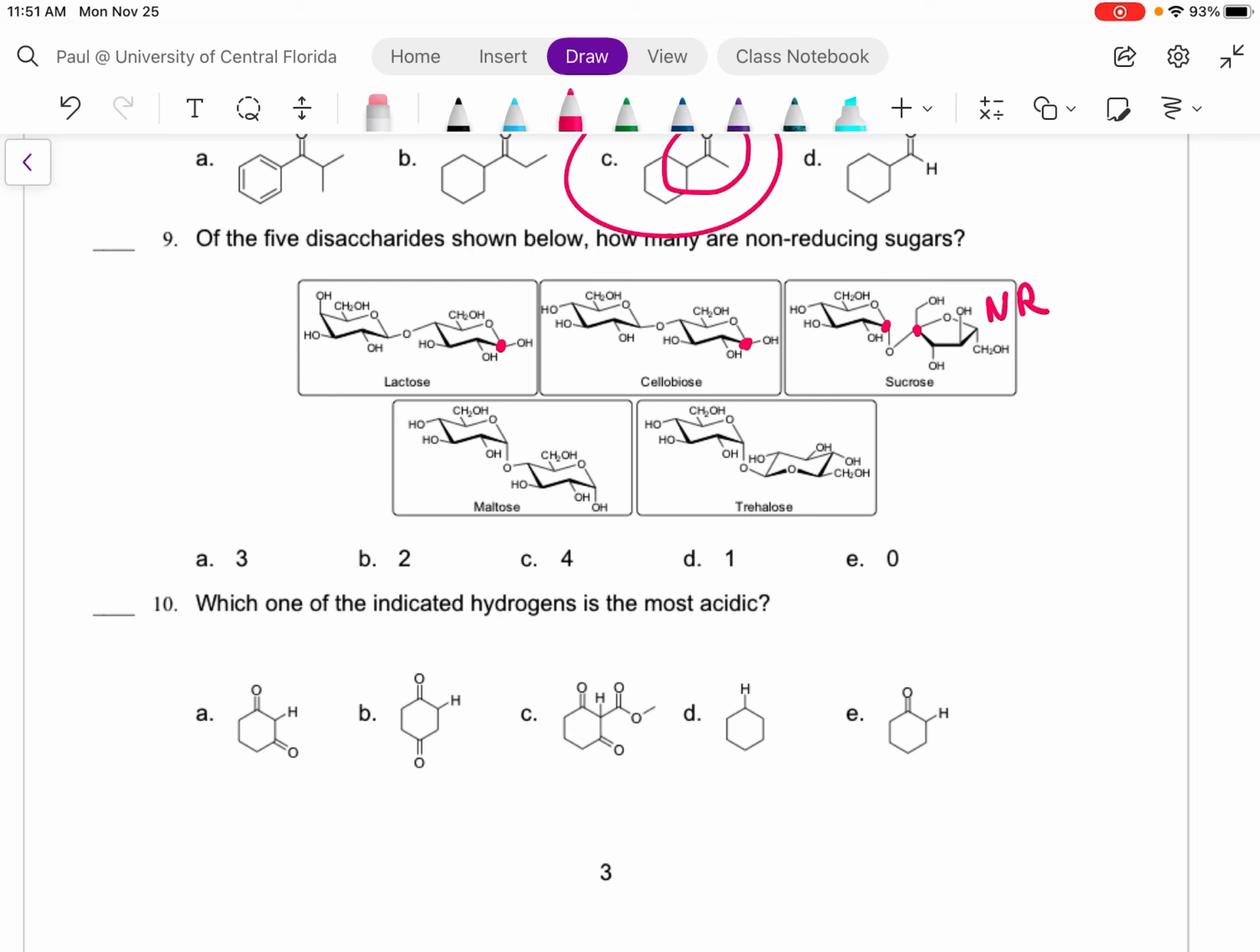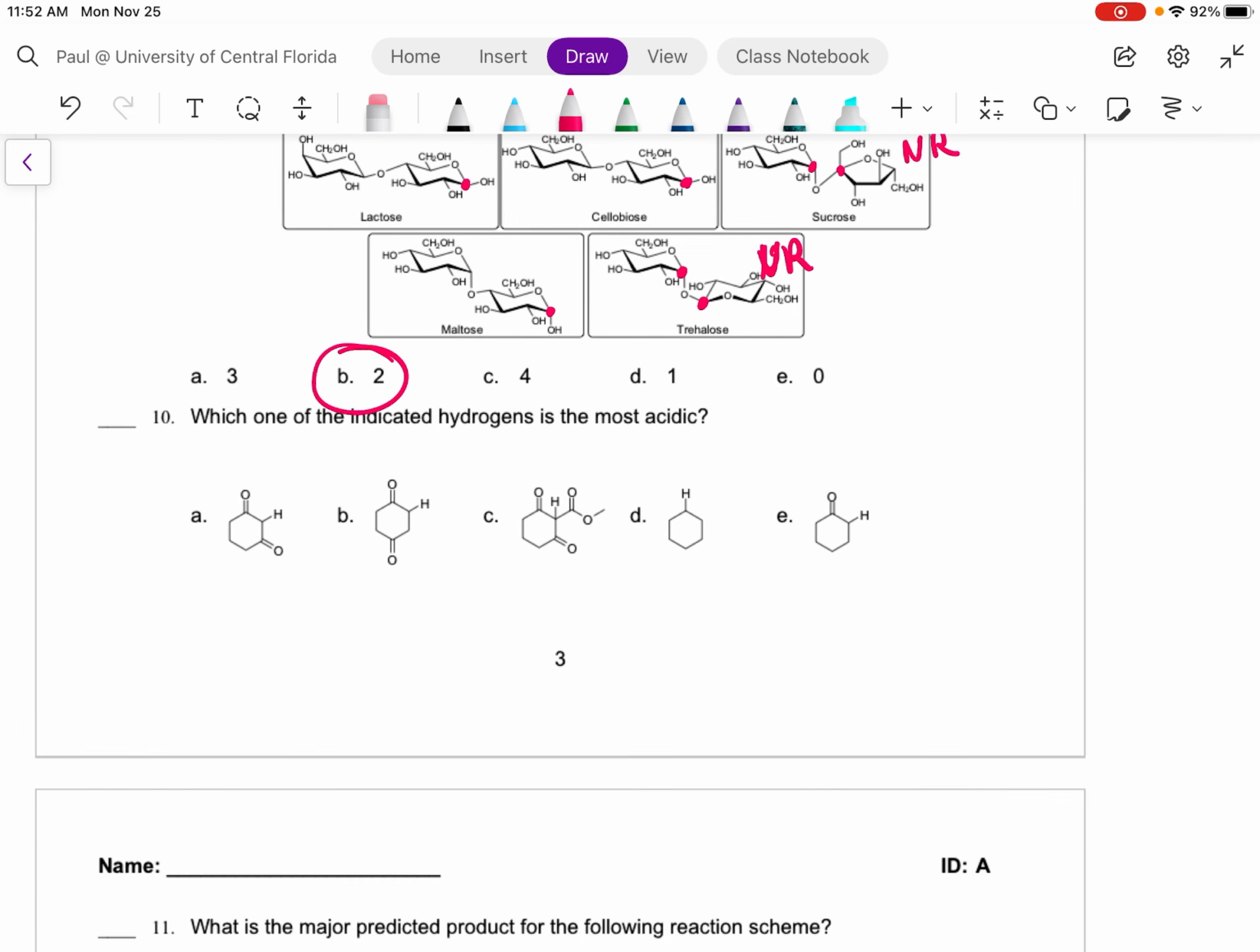Come here to maltose, we see there's a hemiacetal, so that's a reducing sugar. And then when we come to this last sugar, we see that there's our anomeric carbon, that's an acetal. And if we find our other acetal or anomeric carbon, it would be this guy, and that is also an acetal, not a hemiacetal. So that would make that guy a non-reducing sugar as well. So that gives us only 2.